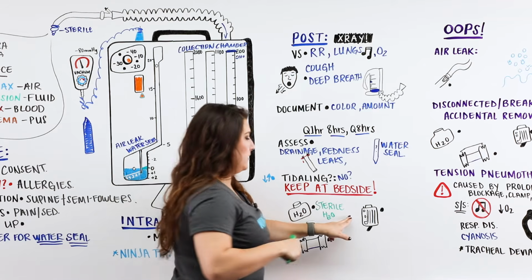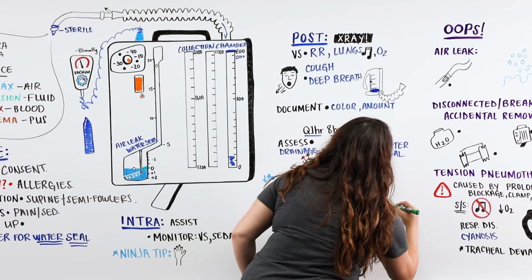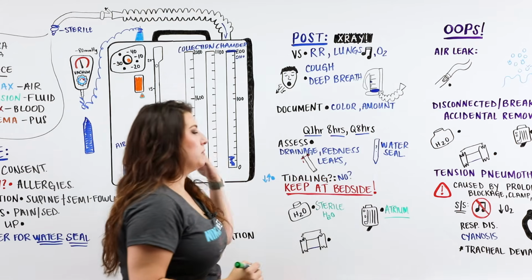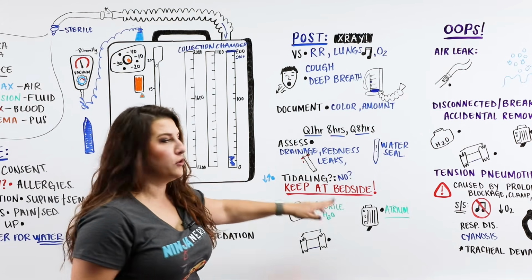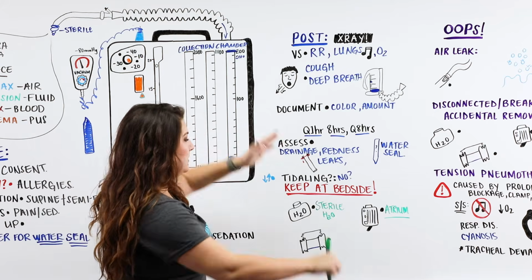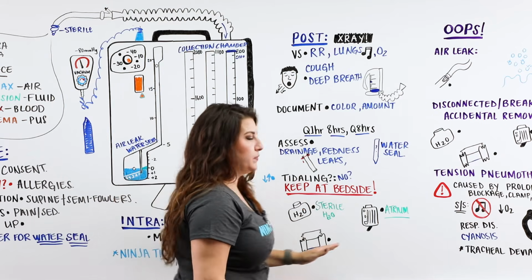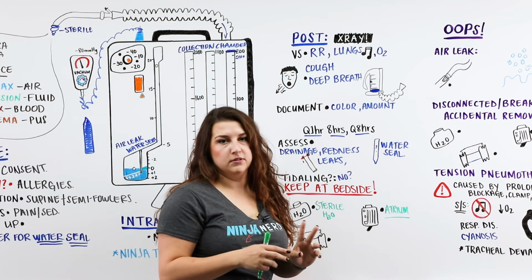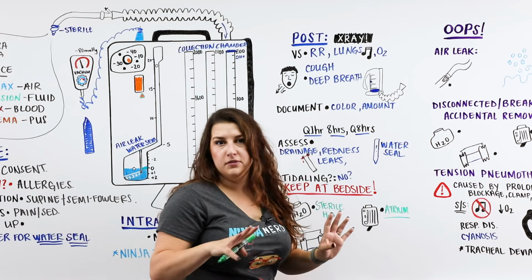Hopefully, though, you already have another atrium at bedside, right? And you're able just to put that chest tube right on. All you're going to do is disconnect it, attach it, and then you're going to be able to have this patient be fine. Then note all this in your documentation. There was a leakage, there was something that fell out, things like that.